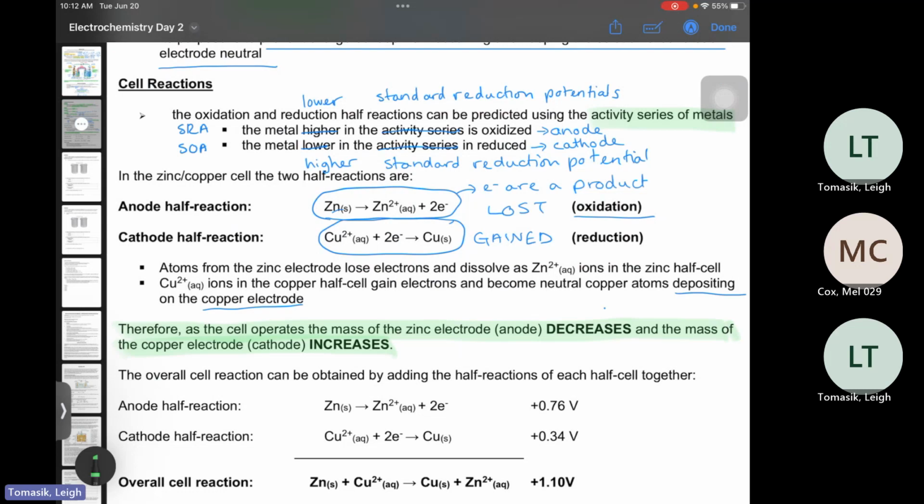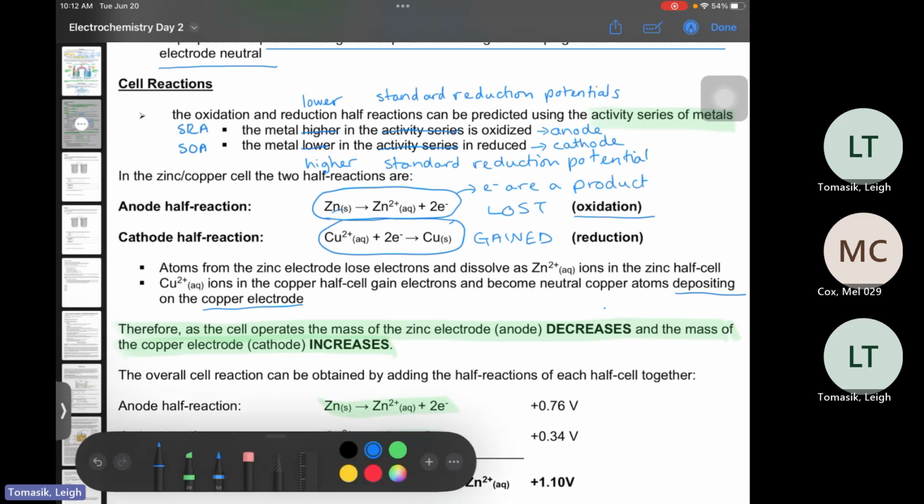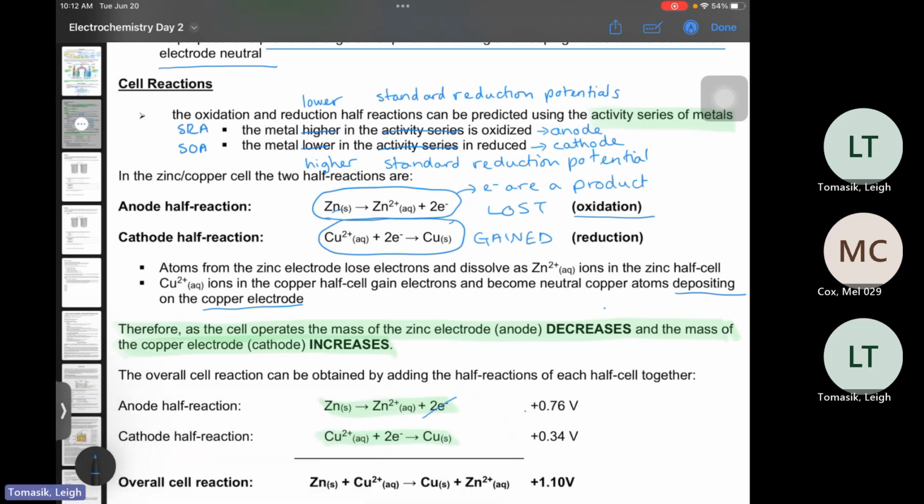Okay, the overall cell reaction can be obtained by adding the half reactions together. So if you add the anode half reaction and the cathode half reaction, you can see, because we have the same number of electrons on the product side and the reactant side, they cancel out. During the full reaction, anything before the arrow ends up on the reactant side, and anything after the arrow in both equations ends on the product side.